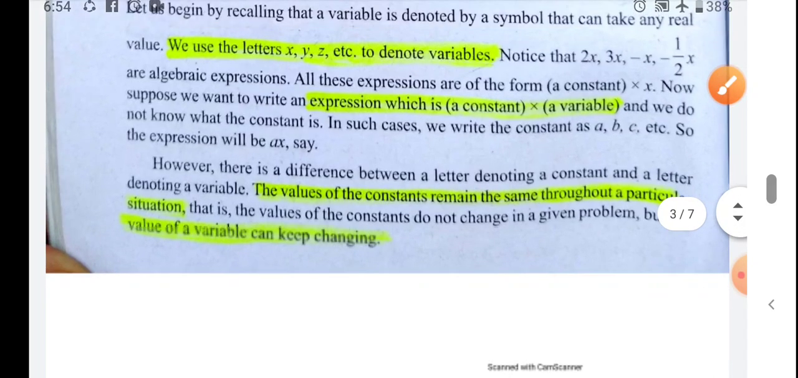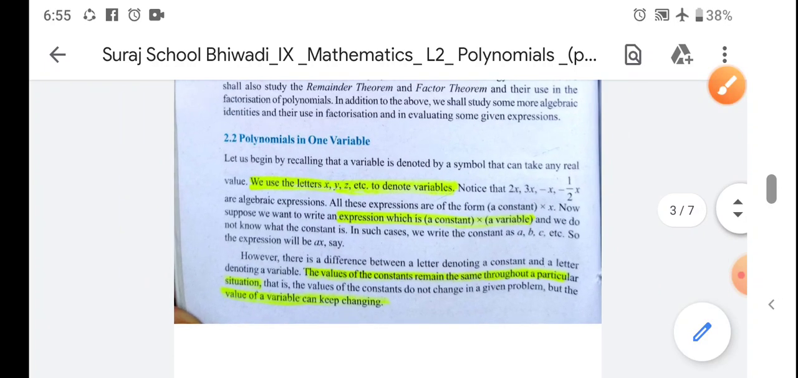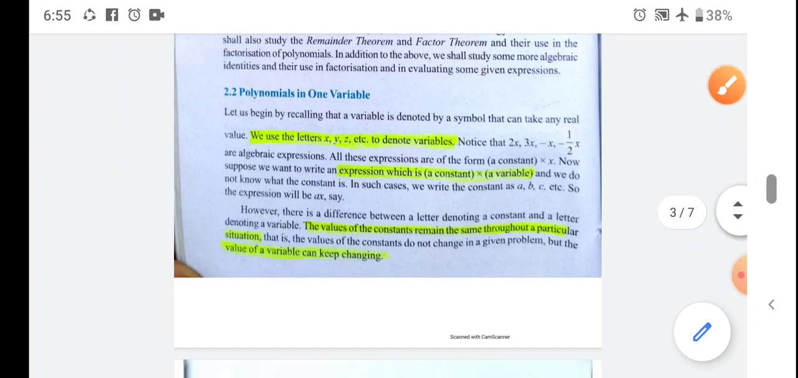However, there is a difference between a letter denoting a constant and a letter denoting a variable. The value of a constant remains the same throughout a particular situation, and the value of a variable keeps on changing. So you have to write what you mean by constant, what you mean by variable.